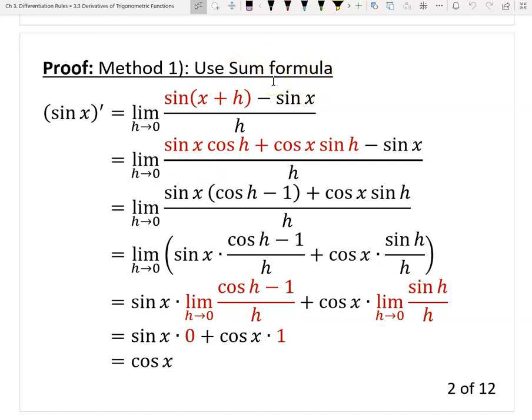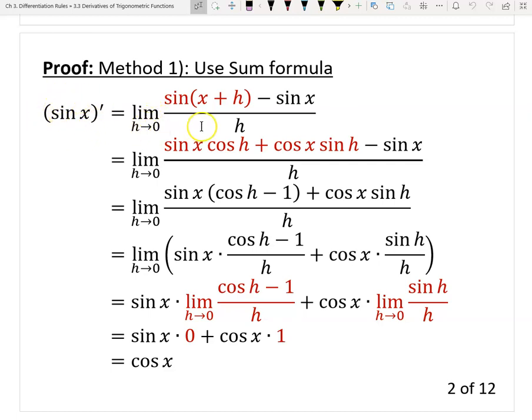What does sum formula mean? Do you remember that? We have a lot of sum formulas. So which sum formula do we have to use here? Let's look at it first. What we are going to do is use the definition of the derivative. We're going to find the derivative.